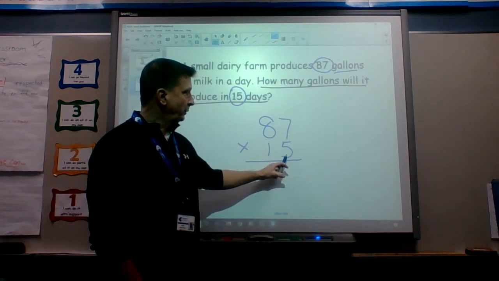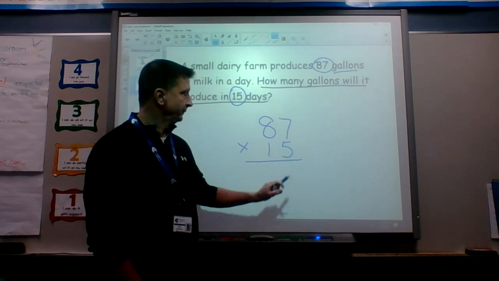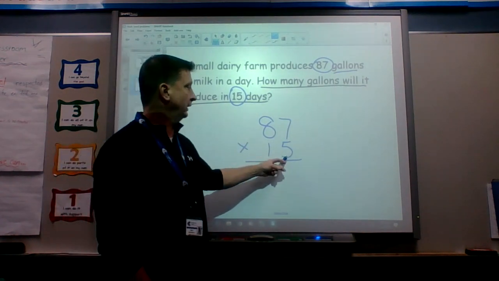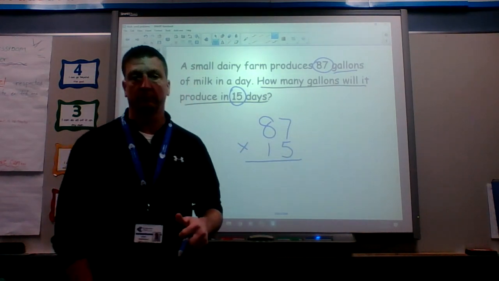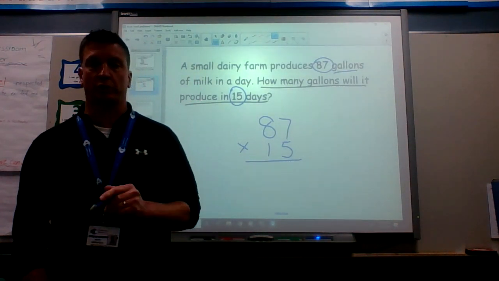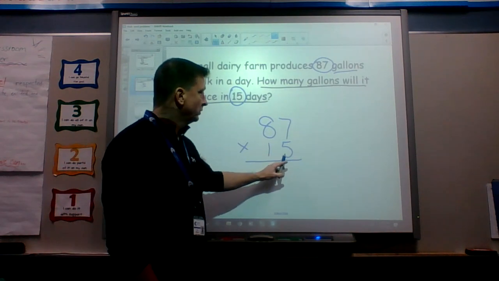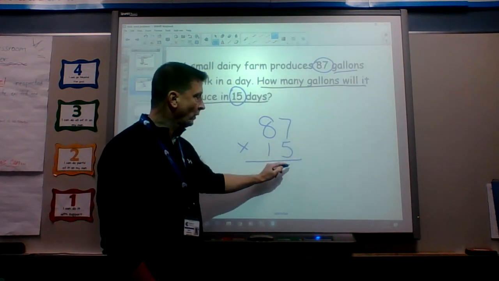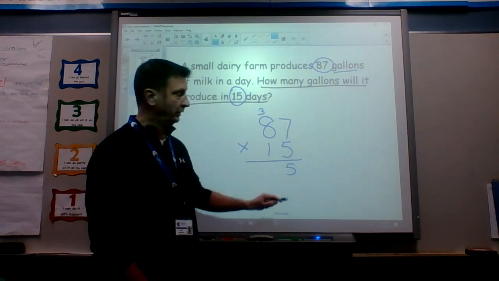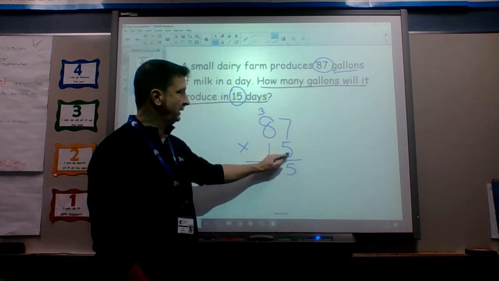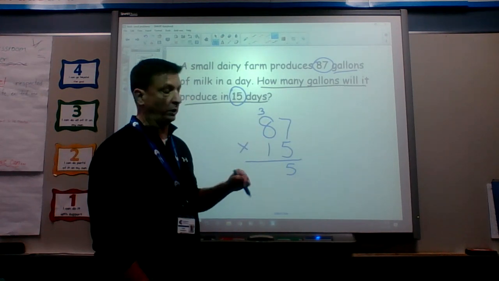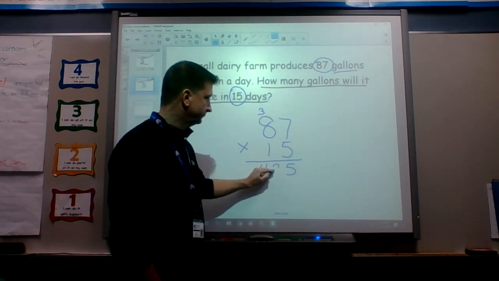I'm going to start by multiplying 15 by 7. So really what I'm doing here is I'm going to take my 5 times my 87 and my 10 times my 87 and add my 2 partial products. So I have 5 times 7, which I know is 35. And bring my tens digit over. I know that 5 times 8 is 40, and I have 3 more, which would be 43.